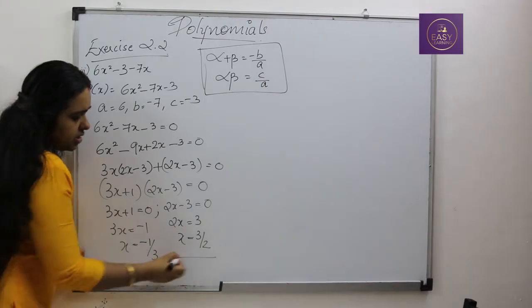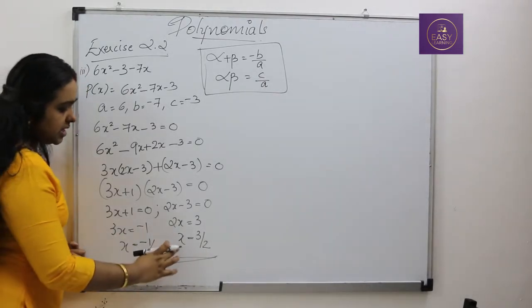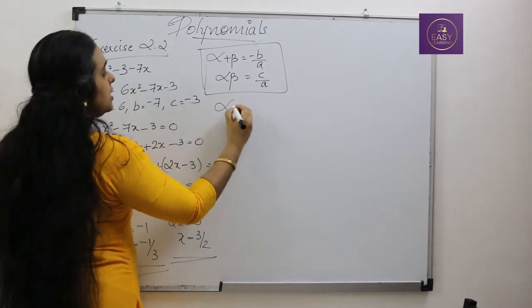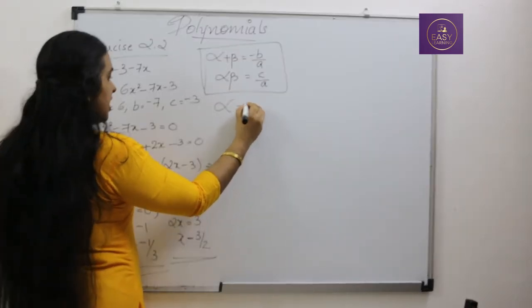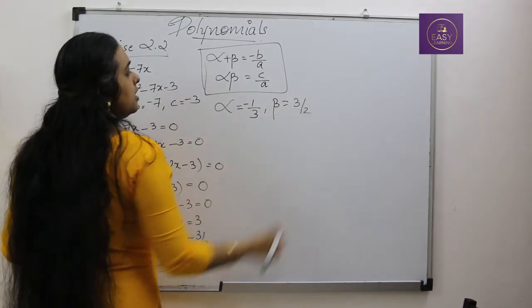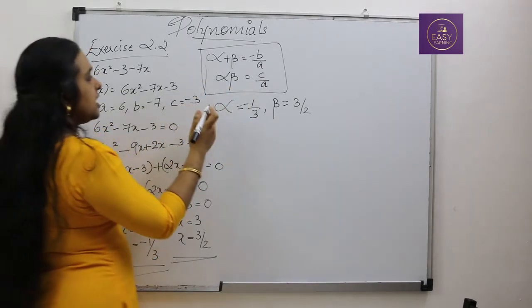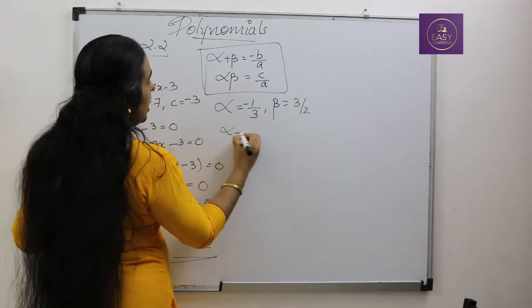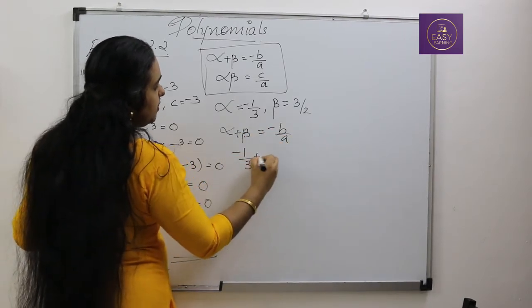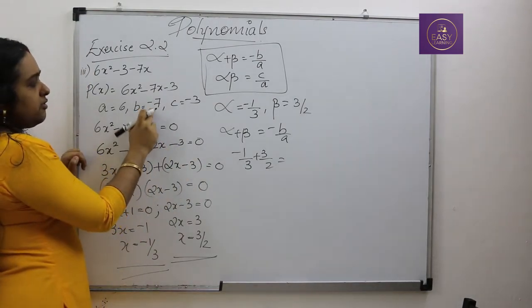So these are the two values of x, or these are the zeros of this polynomial, or in other words they will say these are our alpha and beta values. Alpha equals minus 1 by 3 and beta equals 3 by 2. Okay, next step is what? We are going to check the relationship alpha plus beta. Alpha plus beta equals minus b by a. Minus 1 by 3 plus 3 by 2 equals minus b is minus of minus 7.